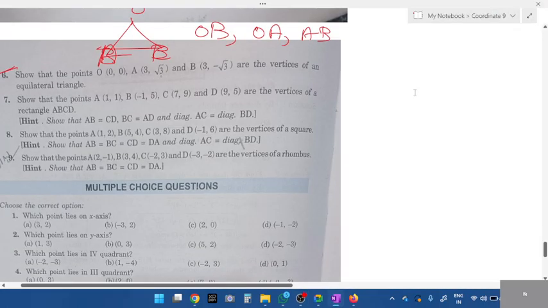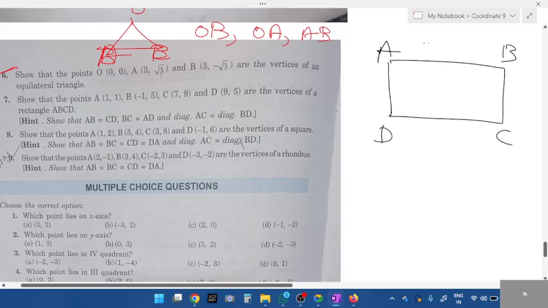What do you mean? What is the property of a rectangle? Before solving this, tell me the property of a rectangle. All of it. Sides are equal. AB, CD. If AB is 5 centimeters, what is DC? If AB is 3 centimeters, BC also should be.